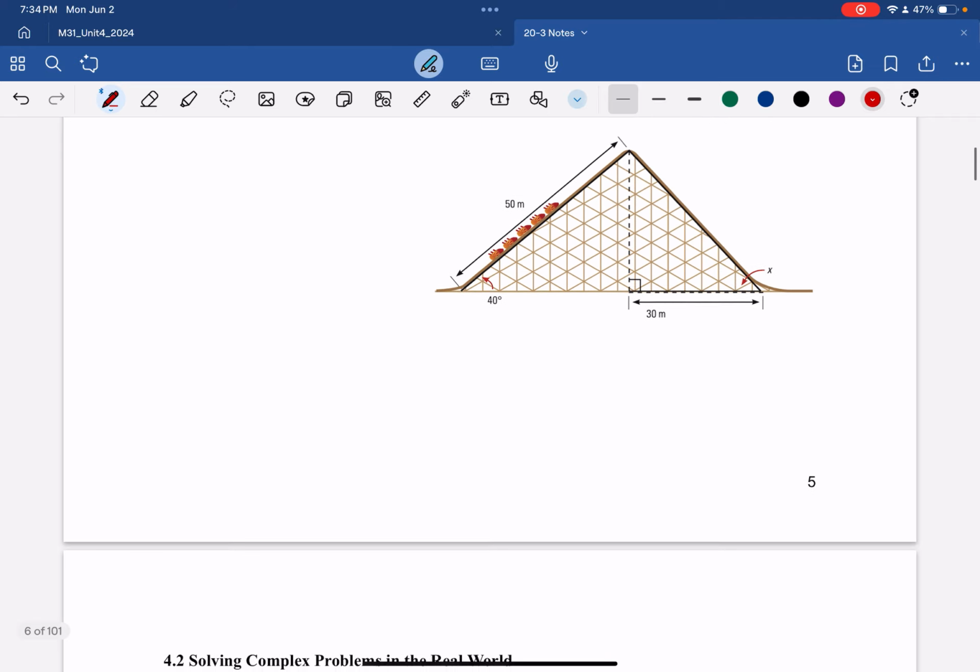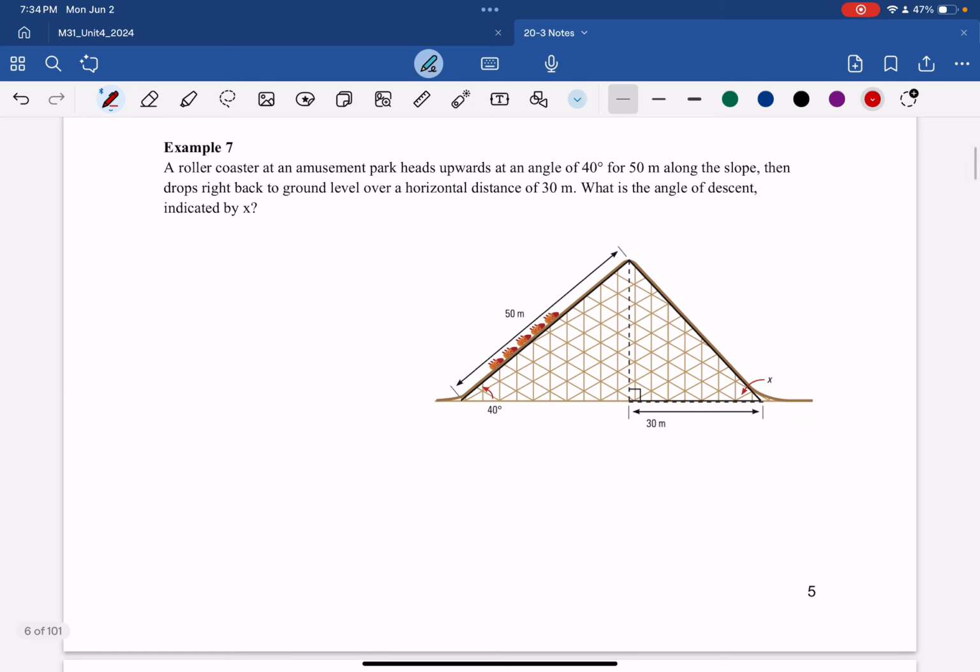Okay, my next question is, it says a roller coaster at an amusement park heads upwards at an angle of elevation of 40 degrees, that's shown here, for 50 meters along the slope, and then drops back down to ground level over a horizontal of 30 meters. What is the angle of descent indicated by x? So we're looking for this angle here. So in order to get that angle, I'm going to need one other piece of information for the triangle that's here on this right side.